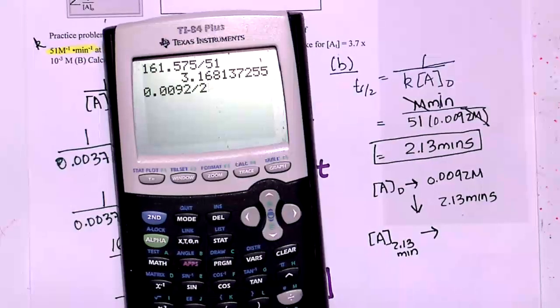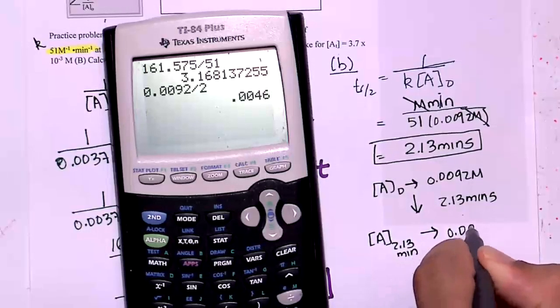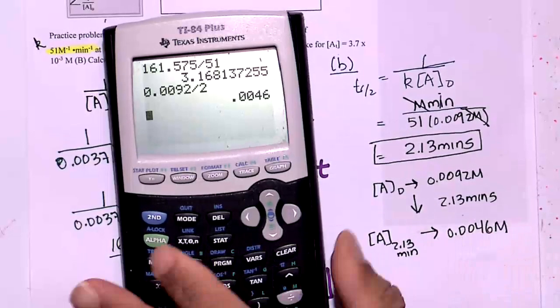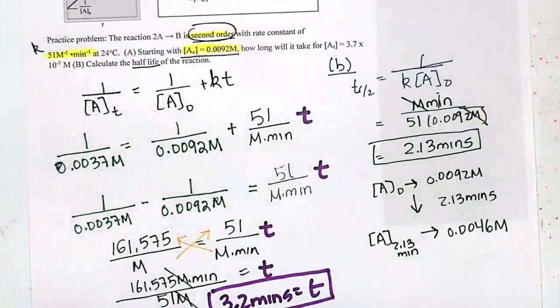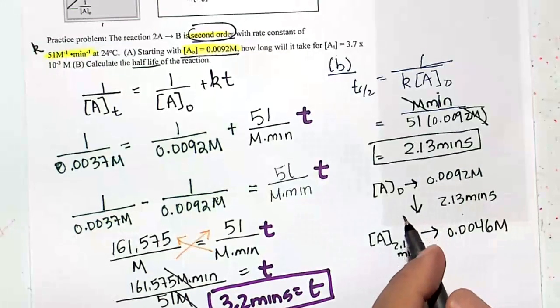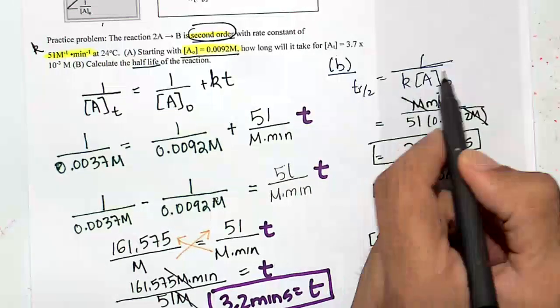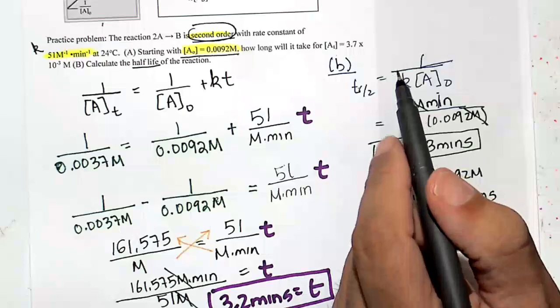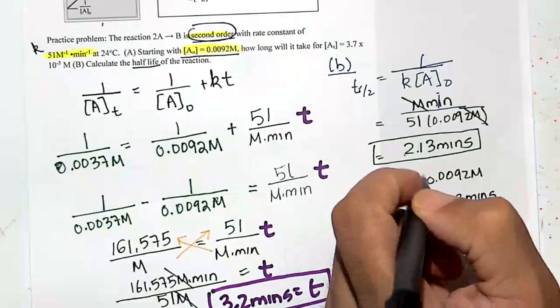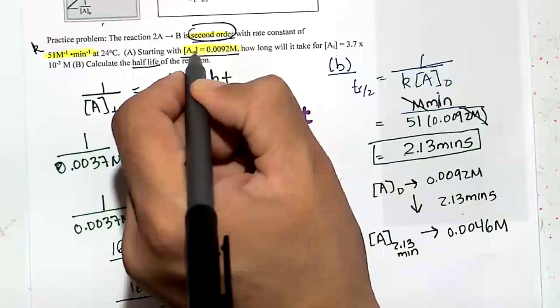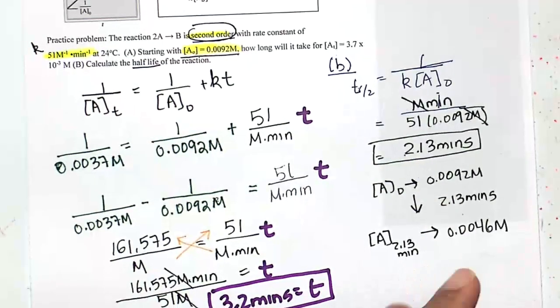Very good. That's about 0.0046. Okay, so that's the definition of a half-life. Okay? 50% of it is gone at 2.13 minutes. Why 2.13 minutes? Because that's the half-life that we calculated. All right, so at 2.13 minutes, this will go from 0.0092 to 0.0046. Okay, half. Okay, not double, half. So we half it.